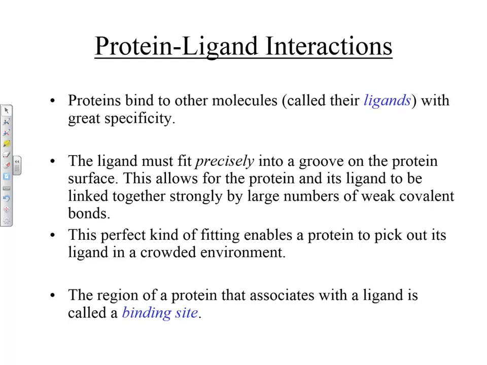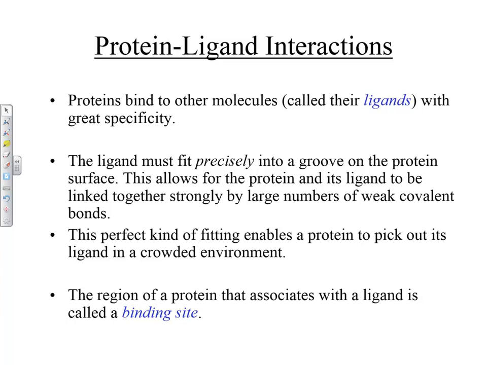Okay. Next, we move on to what are called protein-ligand interactions. So proteins bind to other molecules, which are called their ligands, with great specificity. To ligate means to tie. So a ligand means something that the protein sticks onto. If you talk to a biologist, they're not going to say some molecule that the protein sticks onto. They'll talk about proteins and ligands and substrates and so on. So this is biological jargon.